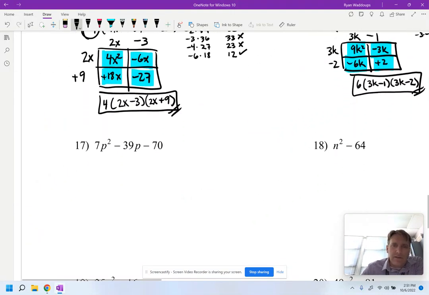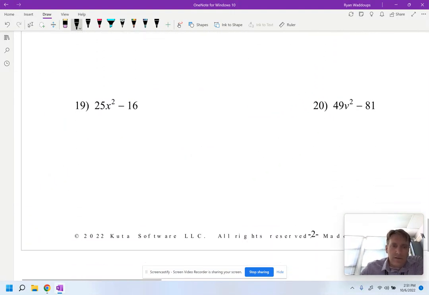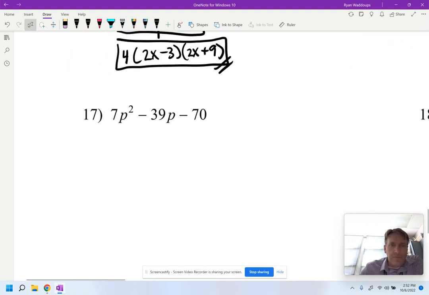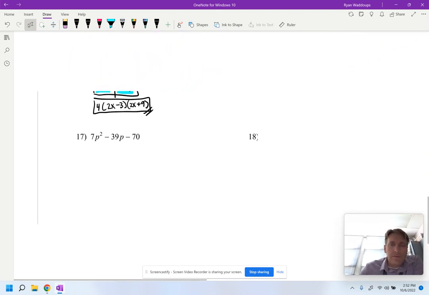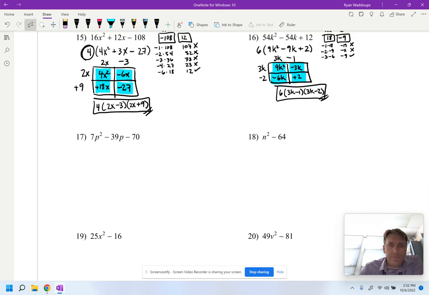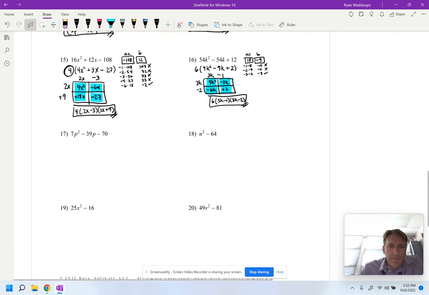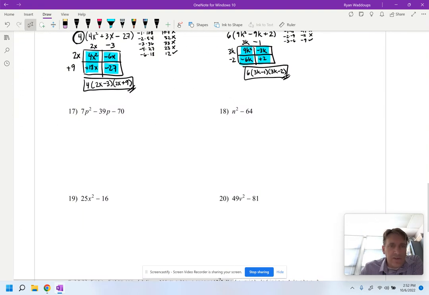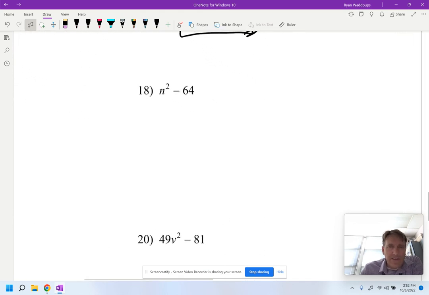All right. Let's see, we're getting close here. 17. I'm going to skip 17. Let's do 18 because 17 is very similar to what you've done with some of the others. Check for GCF, do your AC, do your B. But 18 is a little bit different because this is a different pattern.